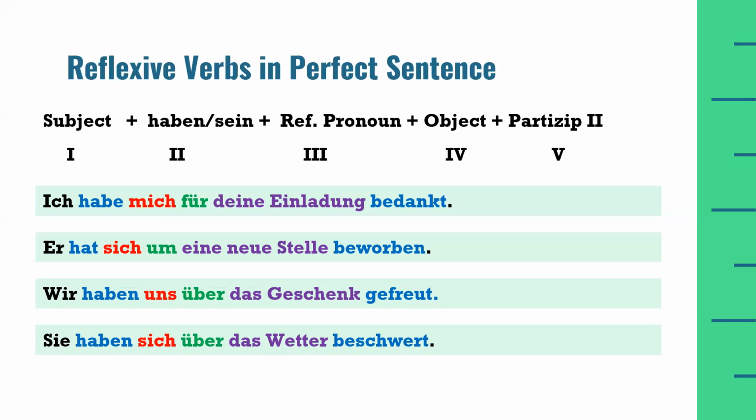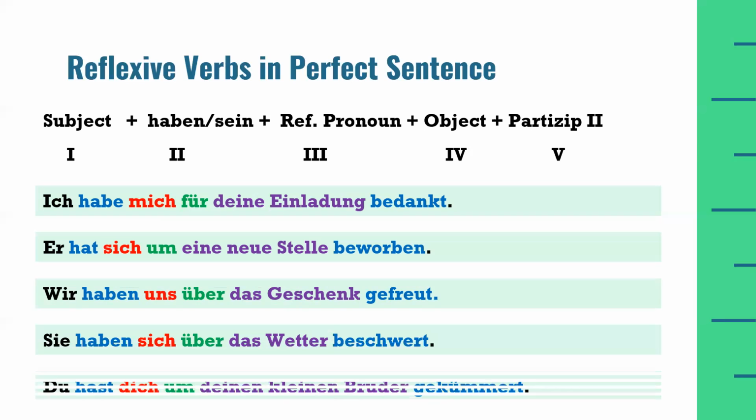Sie is the subject. Haben comes at the second position. At third position, we have the reflexive pronoun. Then comes the preposition über, and next comes das Wetter. And beschwert is the Partizip II form of beschweren. Last example: Du hast dich um deinen kleinen Bruder gekümmert.